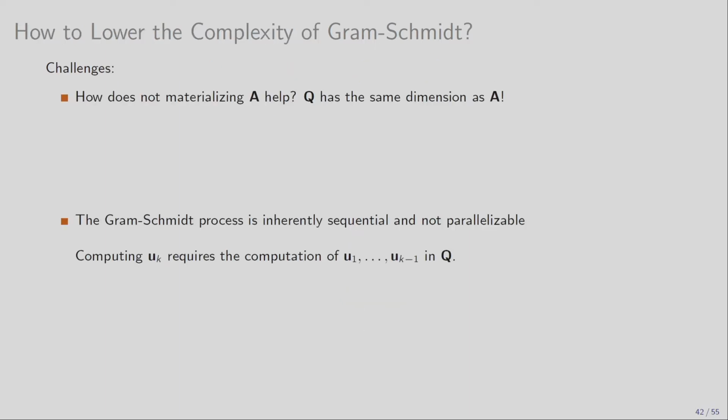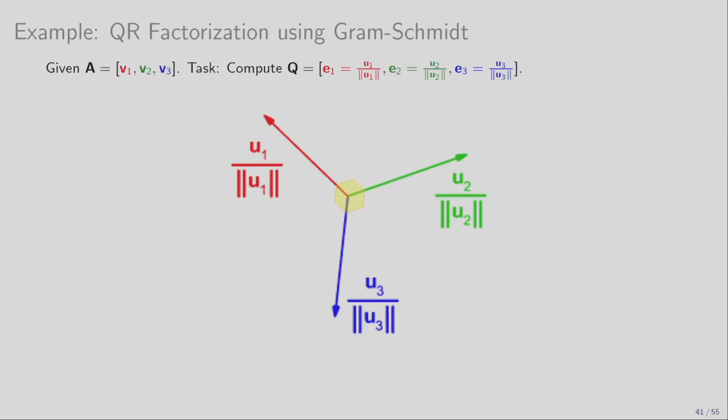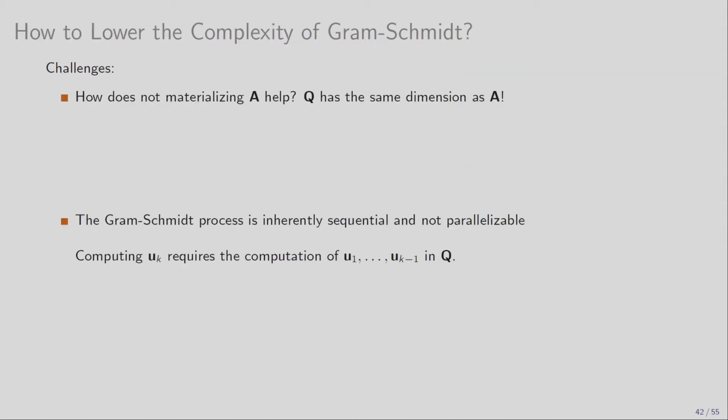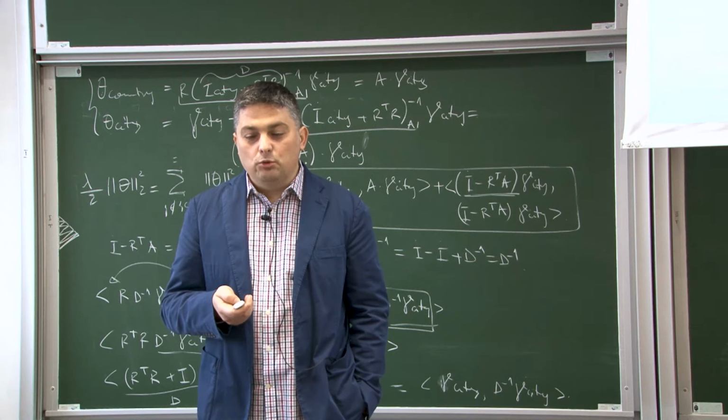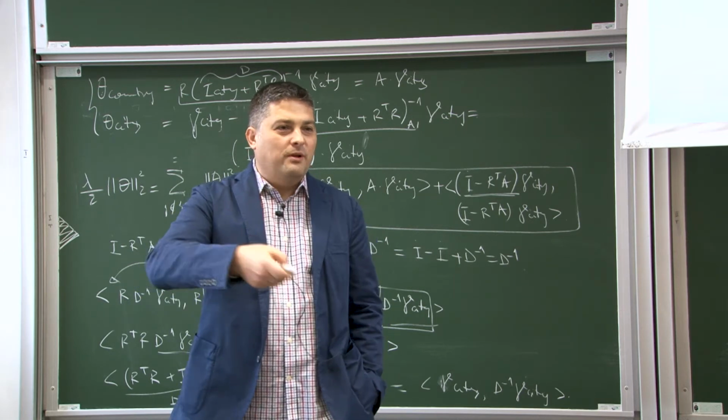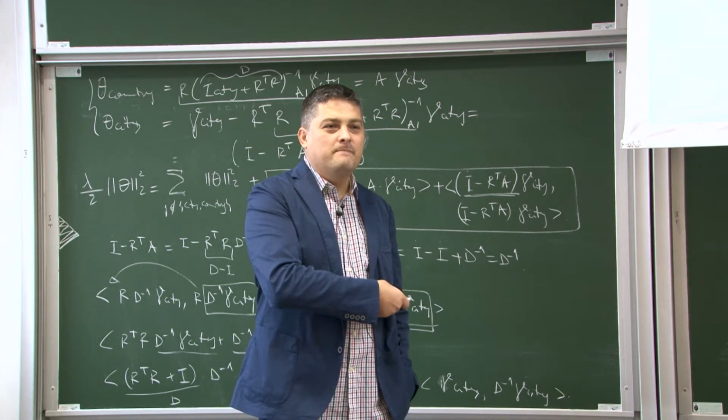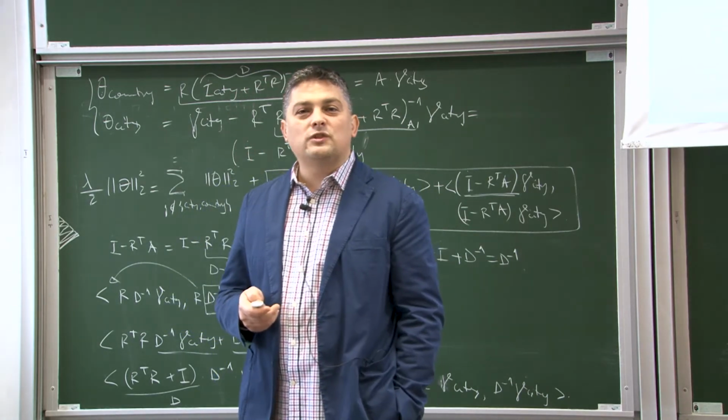And once we have this, we can also compute the entries in R, as I will show you in a sec. But first of all, there are the following challenges. First, how can we possibly lower the complexity of Gram-Schmidt with our in-database idea? How does not materializing A help? Q has the same dimension as A. And the second thing is the Gram-Schmidt process is inherently sequential and not that parallelizable, because what we do there, we compute Uk based on all the previous U vectors we computed, right? So, well, we can do some things here.